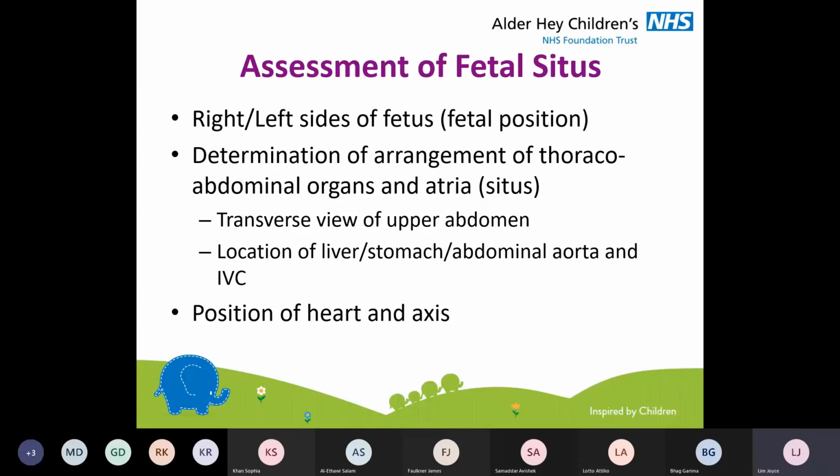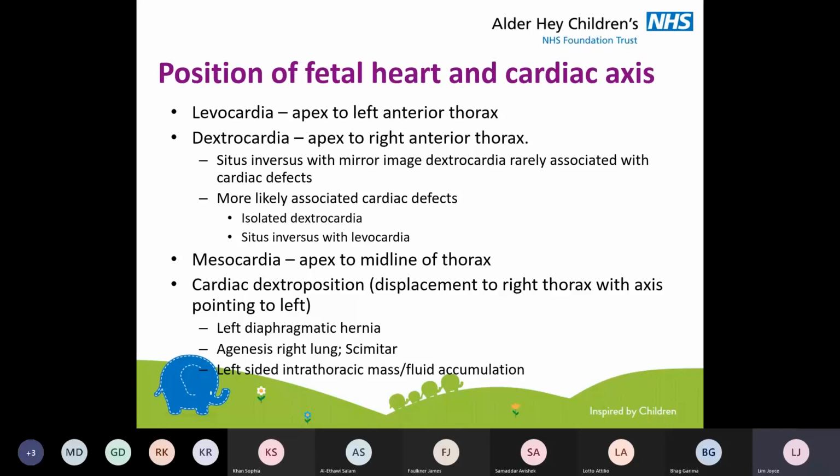So left, right of the situs of the fetus is very important because then you know where the liver is, where the stomach is, and this is especially important if you then start making a diagnosis of possible isomerism or heterotaxy. The heart should be on the left. If the heart is pointing apex to the right itself, then you have to worry, have you confused your right and left, or is it true dextrocardia?